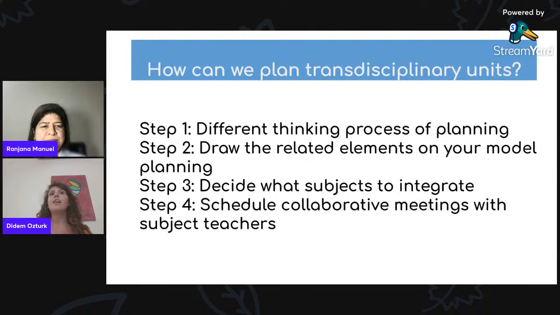These are the steps that I follow. I feel that these are really useful and help me to plan really good transdisciplinary units. But when you look at these steps, is there anything you would like to add or open up to talk about? Please have a look and share in the comment box. What else would you like to add or talk about during this session?